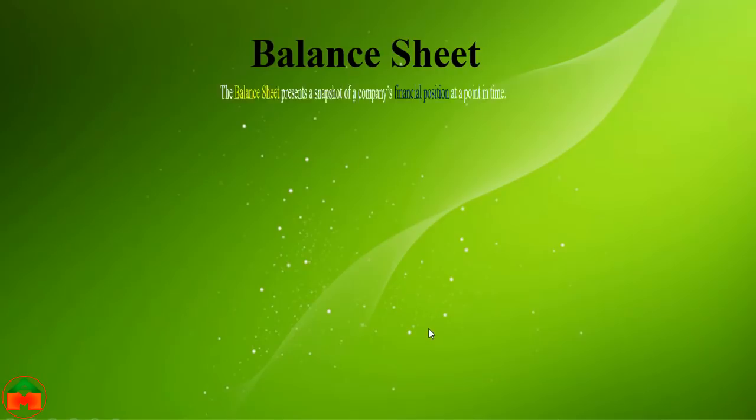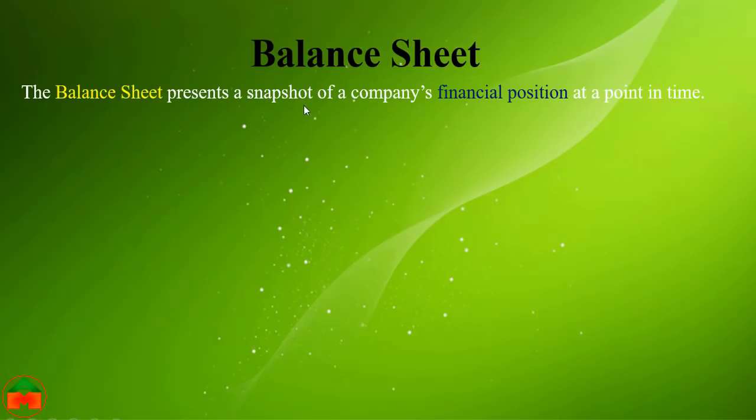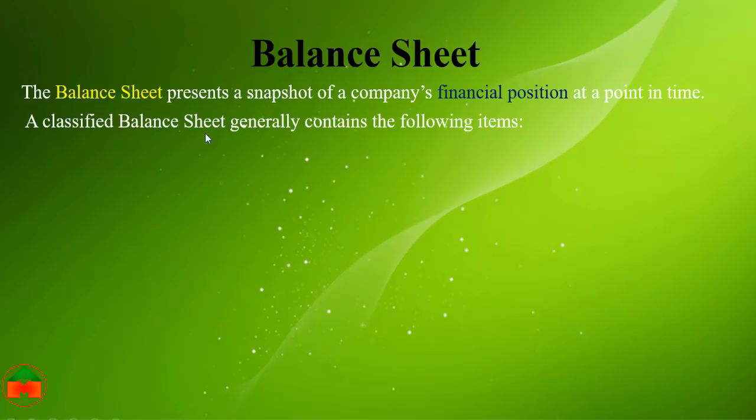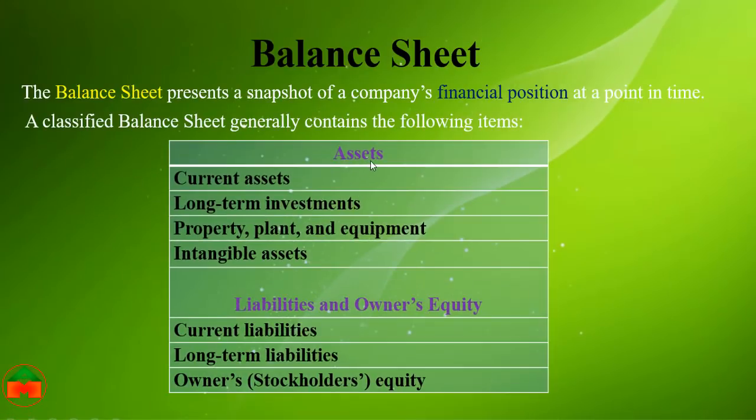Now, balance sheet. The balance sheet presents a snapshot of a company's financial position at a point in time. That means a balance sheet is a snapshot of the financial position of a company. A classified balance sheet generally contains the following items. We can see assets. In the assets section, we can see current assets, long-term investments, property, plant and equipment, and intangible assets. These are the items which should be added in the assets section. After that, we can see liabilities and owner's equity. In this section, we will add current liabilities, long-term liabilities, and stockholders' equity, which should be taken from the owner's equity statement.